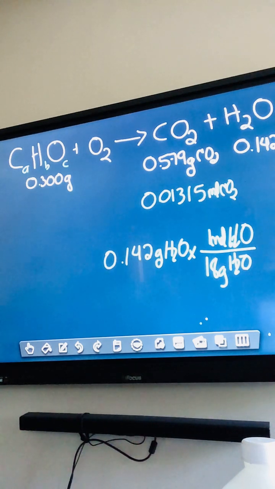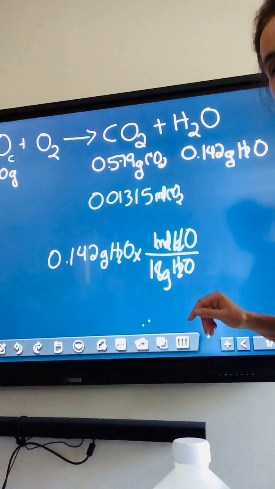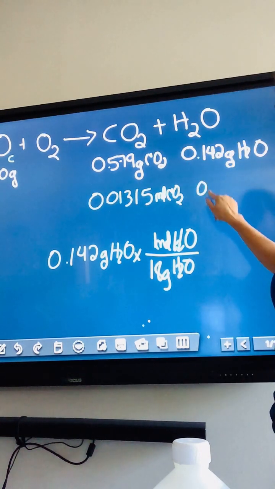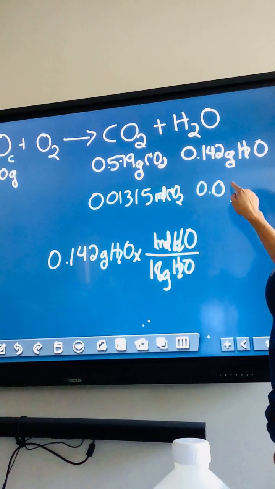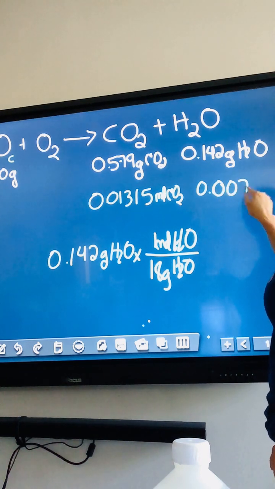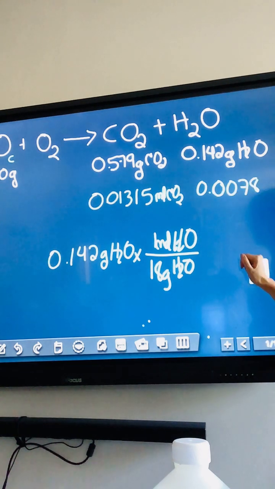Do you want me to put it in? Yeah. 0.07. No, 0.0078. It's 0.0078. 78 what? 8. Yeah. Moles of water.